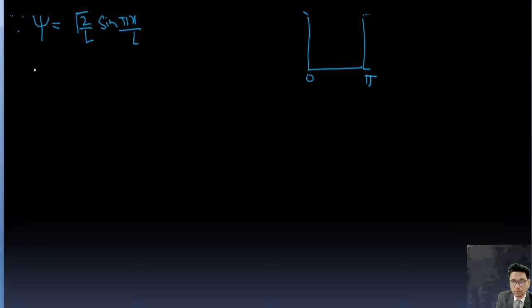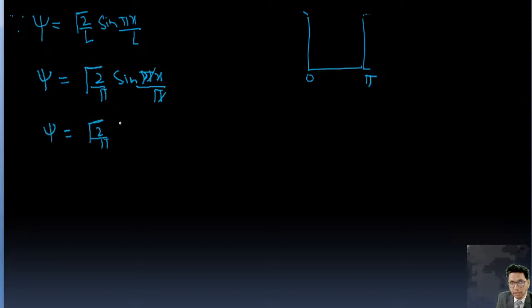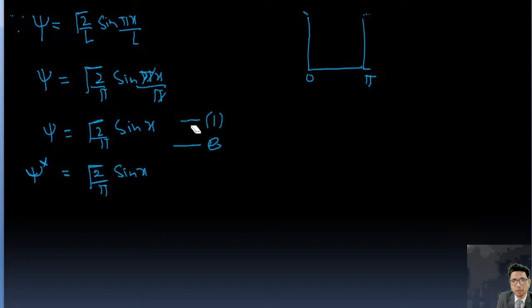Pi. So the wave function is psi equal to root 2 upon pi sine pi x upon pi. Pi will get cancelled, so psi equal to root 2 upon pi sine x. Okay, so psi star is going to be the same because there is no complex number, so it is root 2 upon pi sine x. So this is the value of psi and this is the value of psi star.